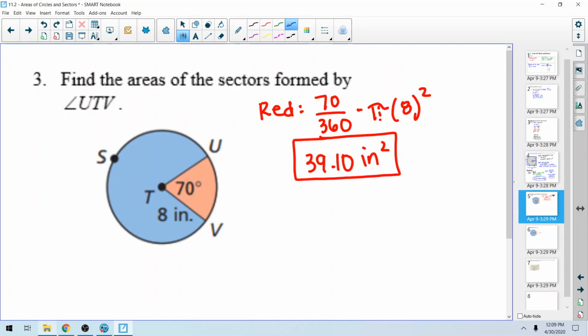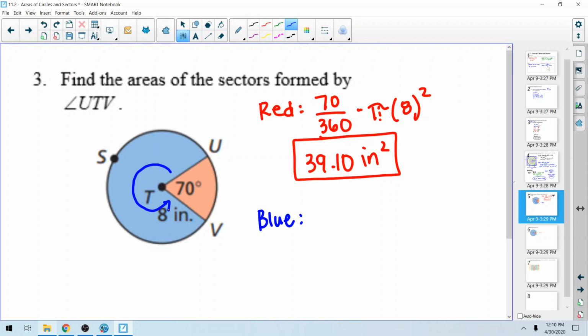Now, in order to find the area of the blue sector, there's two ways we could do this. We could find the area of the whole circle, which we know is pi times 8 squared, and subtract 39.10. But because we're practicing sector area, I'm going to use the formula. So the sector area for the blue is the measure of the arc. Well, they didn't give me the measure of that arc. They gave me the measure of the red arc. So how am I going to find the measure of the blue arc?